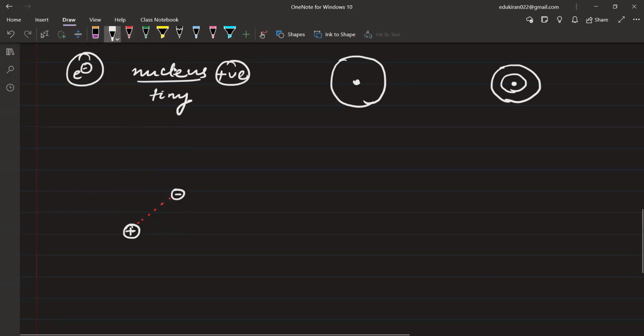Now, if I want to break this attraction, I have to put in some energy, right? To break anything, you need energy. If two things are attracted, if you remember, if you have played with magnets, when the magnets are joined together, if you are going to pull them away, then you require some energy. Correct, guys?